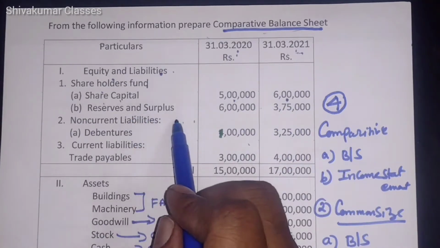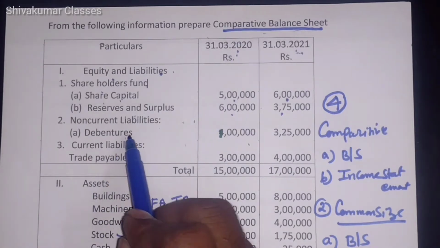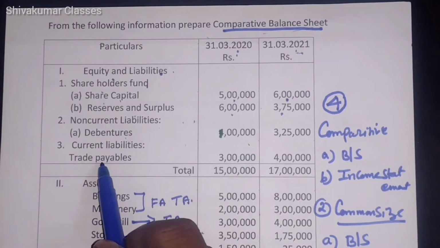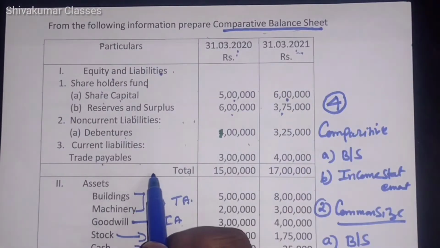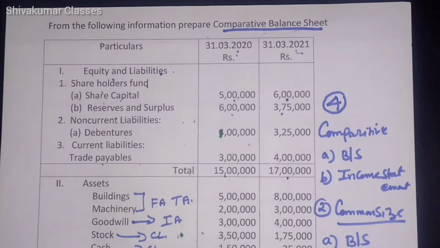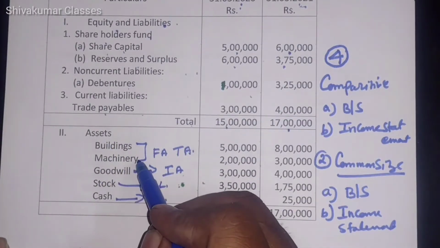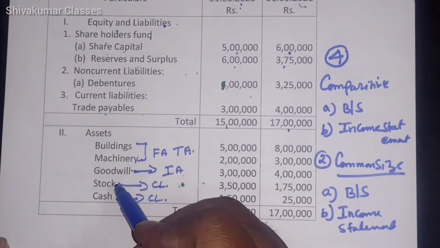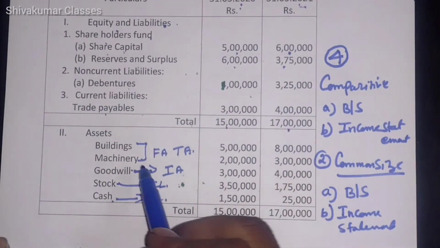6 lakhs. Reserves and surplus. Non-current liabilities: debentures. Current liabilities: trade payables, with various amounts given. And the total of the balance sheet is 15 lakh and 17 lakhs. And next, coming to the assets. If you see the assets, building, machinery, goodwill, stock and cash, a mixing of the various assets is given.